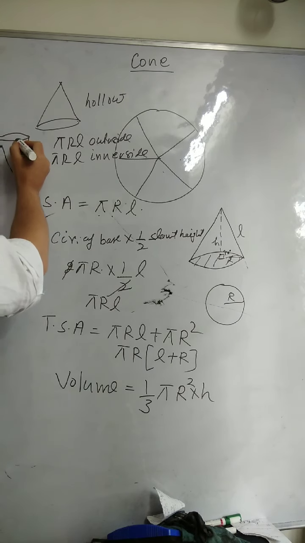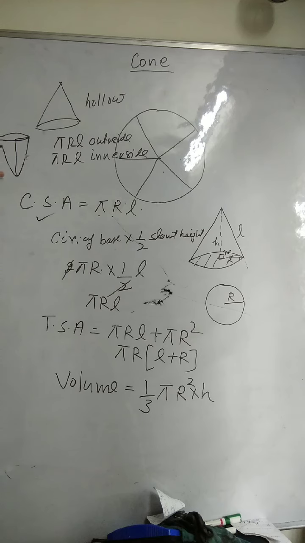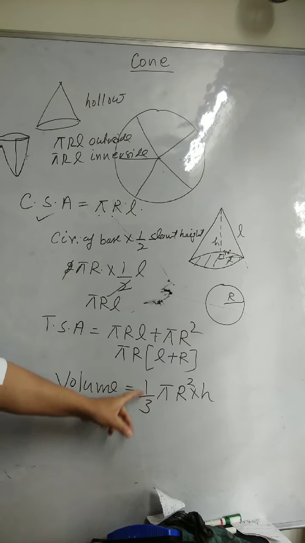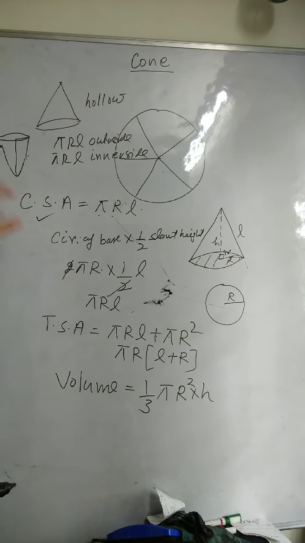Now if it is asked how much water can it hold, so whatever the amount of water it can hold is equals to volume of this cone, that is 1 upon 3 pi r square into h. This much amount of water this cone can hold. So this is called its capacity also, and volume also you can call it. Volume of the water. Got it?